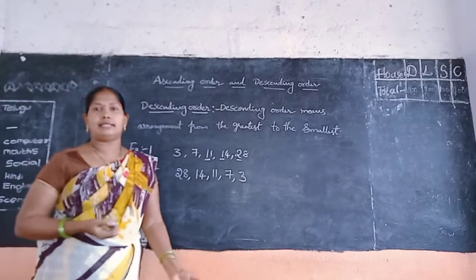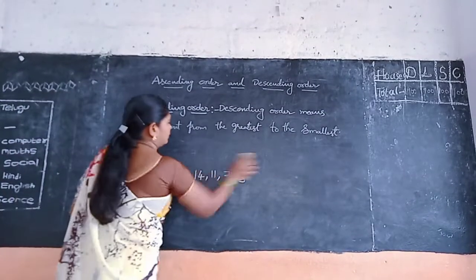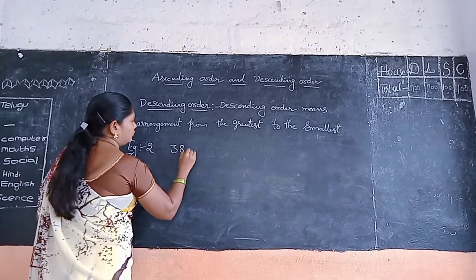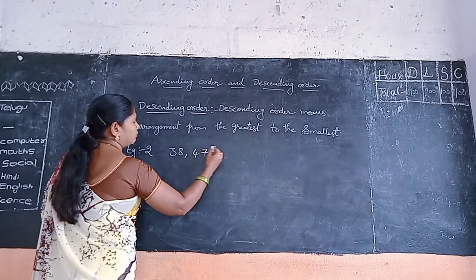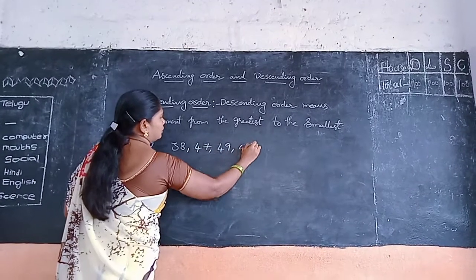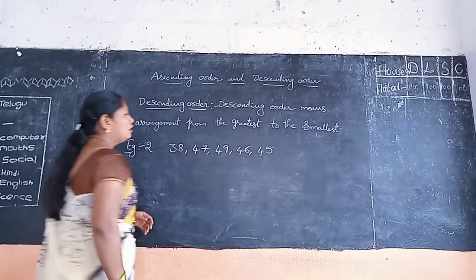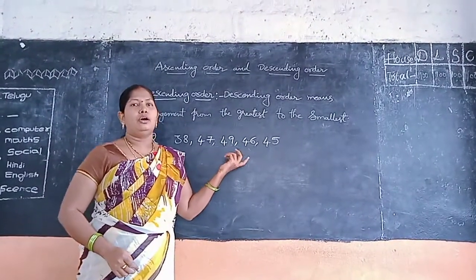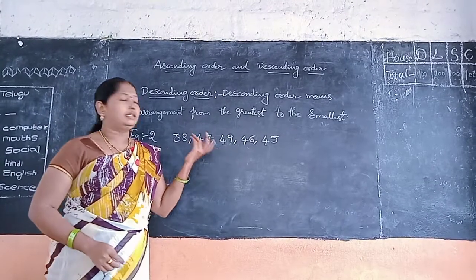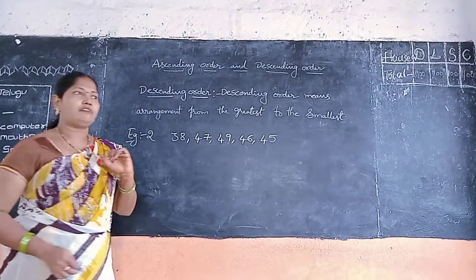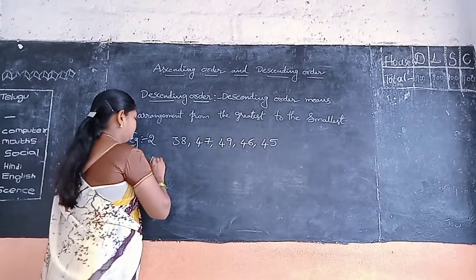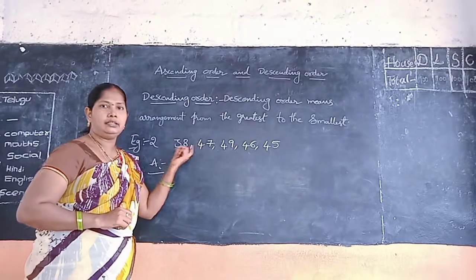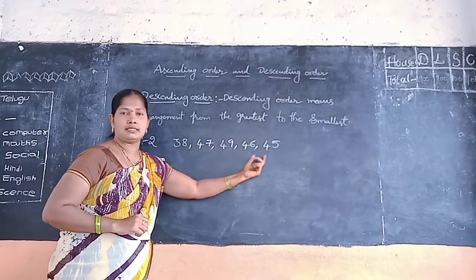Okay, now I will take another example. Suppose we are given some numbers, all different. Okay, first of all, how to take? What is the meaning of descending order? Descending order means greatest to the smallest number. First we take the greatest number. The numbers are 38, 47, 49, 46, 45.